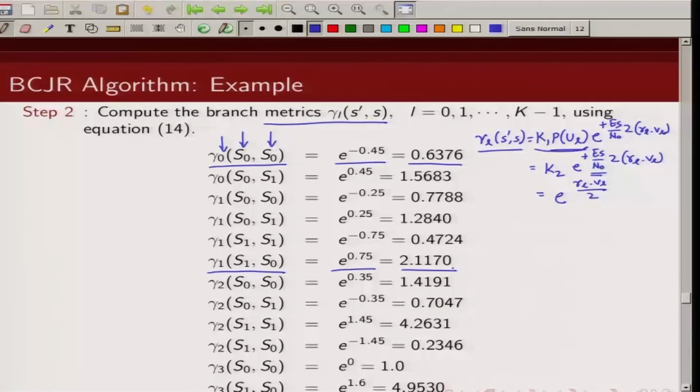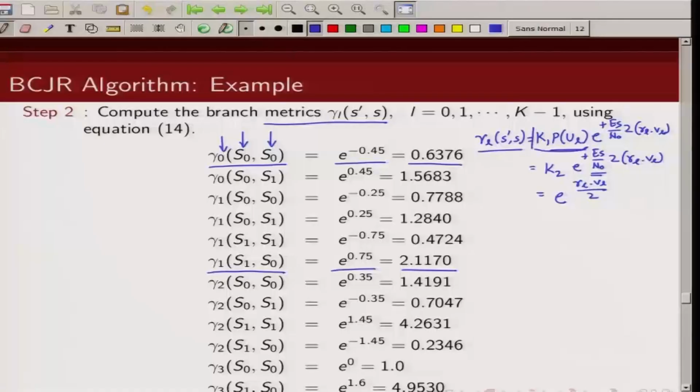Okay. I hope it is clear how we can compute the branch metric. Please note, we have ignored the term which is common for computation of all of them. We are just computing the term which will be different based on what state transition we are considering. So, similarly, we can compute gammas for other time instances, t equal to 1, t equal to 2, and for all other valid state transitions.